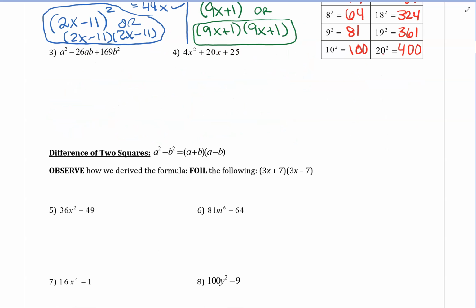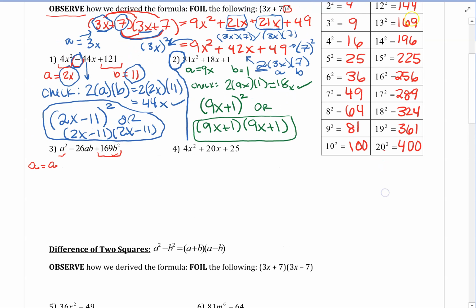Now in example 3, it might throw you off at first because it has both a variable a and a variable b. But don't let that scare you too much because you might notice that they're both squared. I've got a squared in the first term and b squared in the last term. So in this case, a is a from the formula because the first term is a squared. And the last term, by the way, also has a 169. We saw that over here was the perfect square of 13. So it's a perfect square.